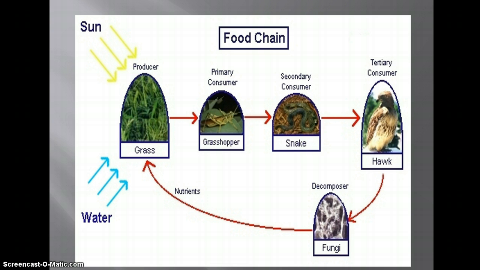Here's another food chain. We have grass, which is known as the producer. Remember, because they produce oxygen and glucose. The primary consumer would be the grasshopper. The secondary consumer would be the snake. And then the tertiary consumer is considered the hawk. The arrows represent energy flow, not what eats what. So energy goes from the grass to the grasshopper, to the snake, to the hawk.